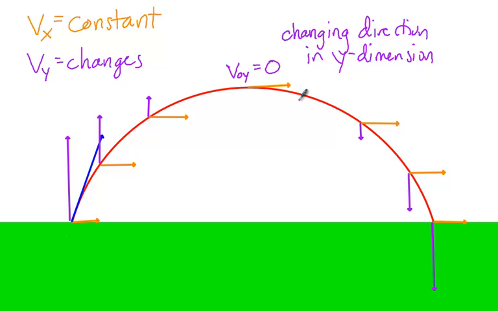All right, so keep that in mind when you're solving these problems. That's something else that you can use when you're setting up and solving your knowns and your unknowns. We can say that Vy equals 0 at the peak.